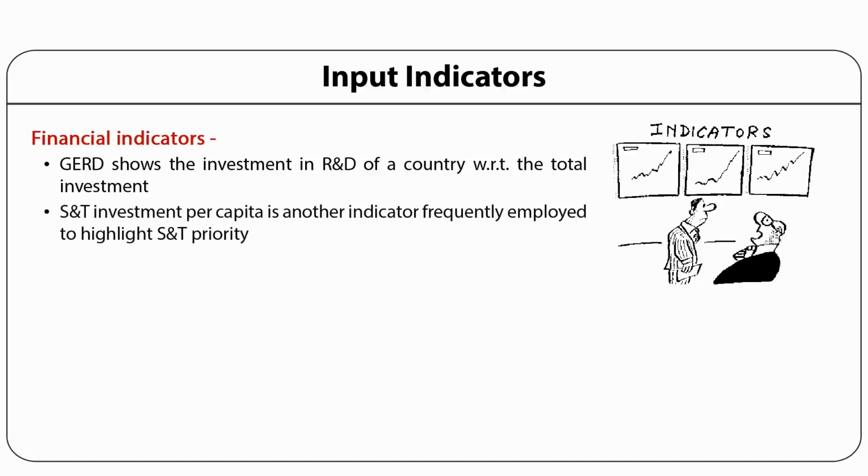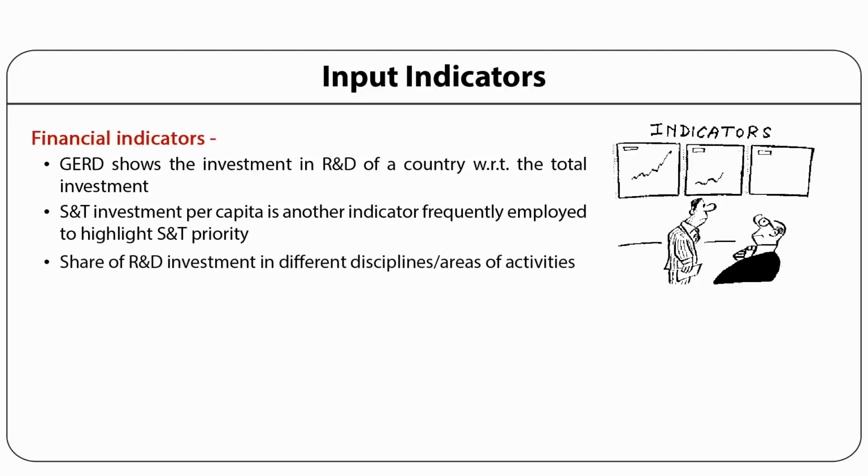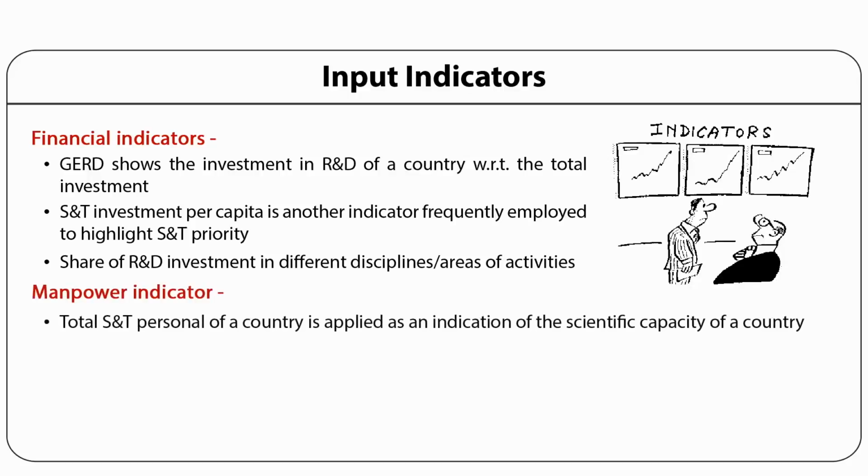S&T investment per capita is another indicator frequently employed to highlight S&T priority. Share of R&D investment in different disciplines and areas of activity. Manpower indicator. One can construct various indicators of manpower. One is the total S&T personnel of a country, applied as an indication of the scientific capacity of a country.